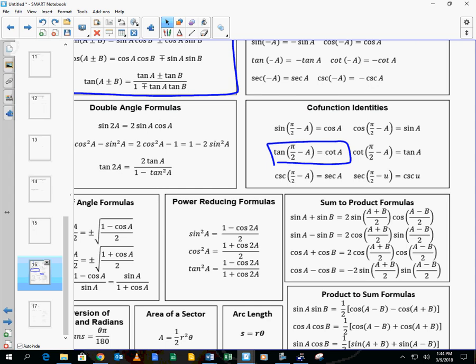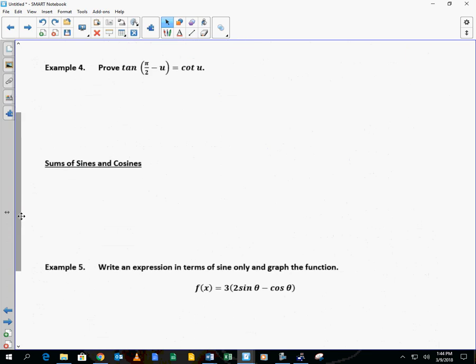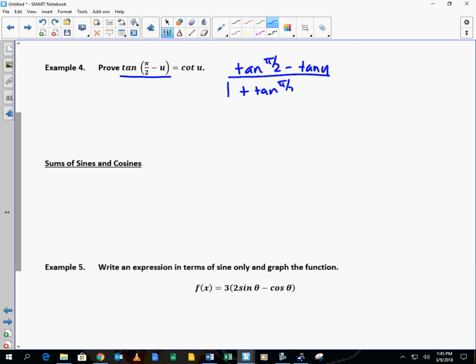Now, before I do the problem correctly, I'm going to start it incorrectly so you can see the mistake that would develop. Tangent of pi over 2 minus u. Would you agree that we have a difference formula for tangent? We do. And so we would say tangent of pi over 2 minus tangent of u over 1 plus tangent of pi over 2 times the tangent of u. There's only one issue with that. Anybody see it?